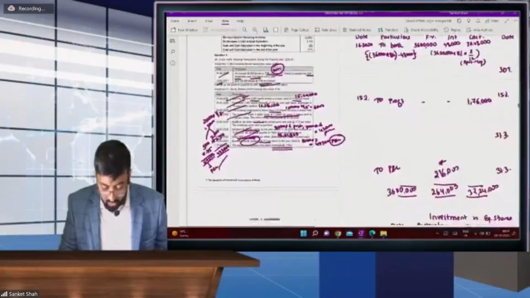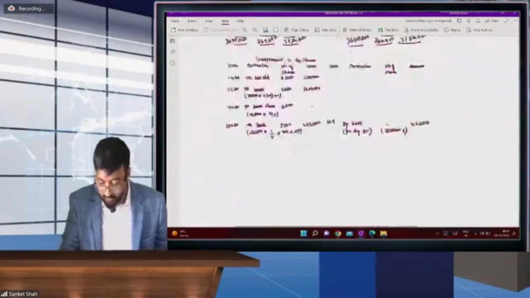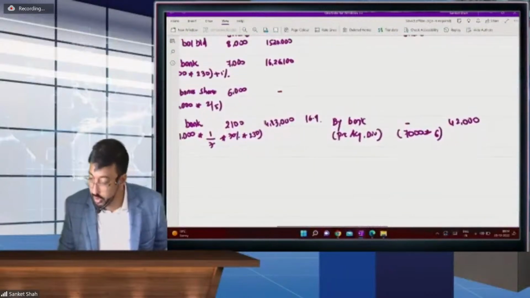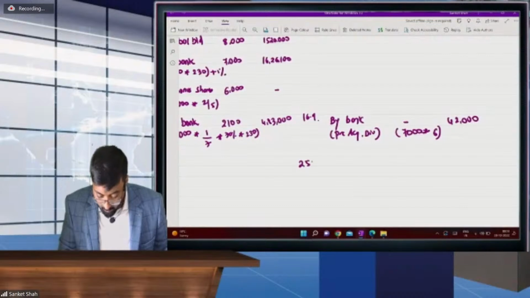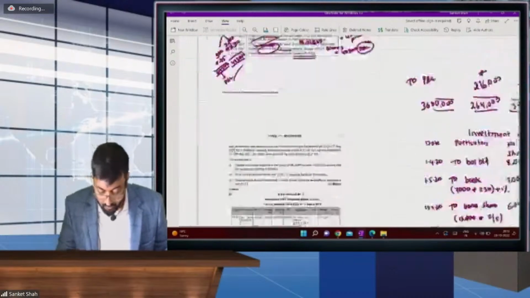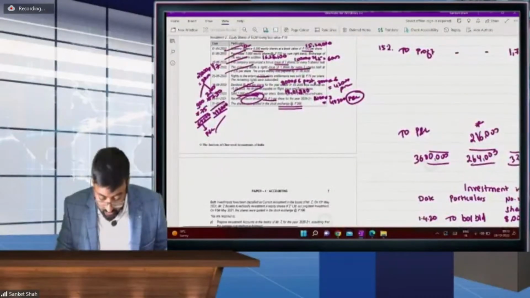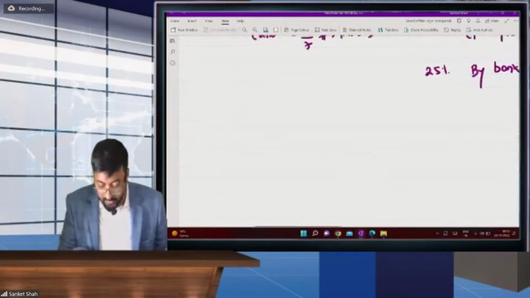Sold 7,000 shares. 25th Jan. By bank. 7,000 shares. 18,01,800. Minus brokerage. 7,000 into 260 minus 1%.